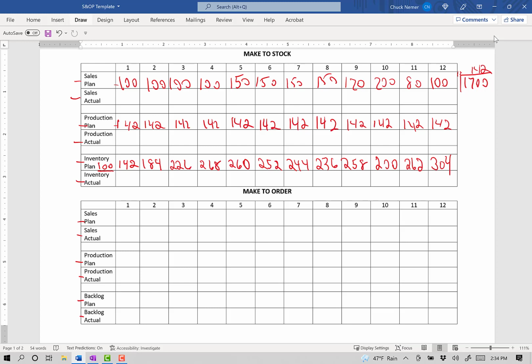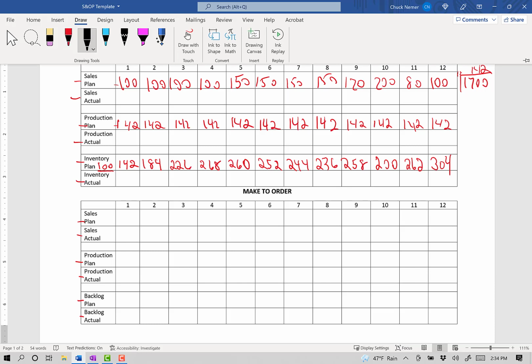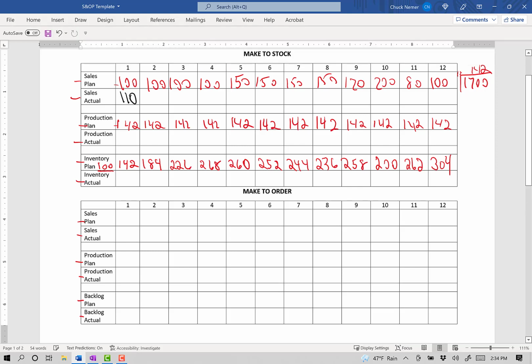Now, what happens because sales and operations planning is an ongoing updating process, as sales numbers change, we may change the forecast, which might change our production plan, etc. But what we'll do here is just do a couple months so you can kind of capture the sense of what's going on here. So let's look at period 1. Let's say sales brings in 110 instead, and we build the 142. So instead of an extra 42 going into stock, what actually happens is 32 goes into stock, 142 minus 110. So the additional 32 goes into stock, and we're up to 132.